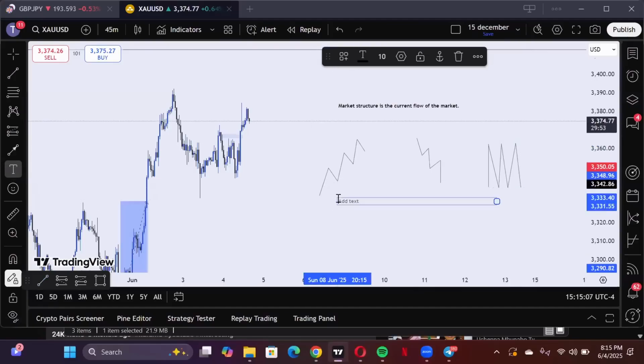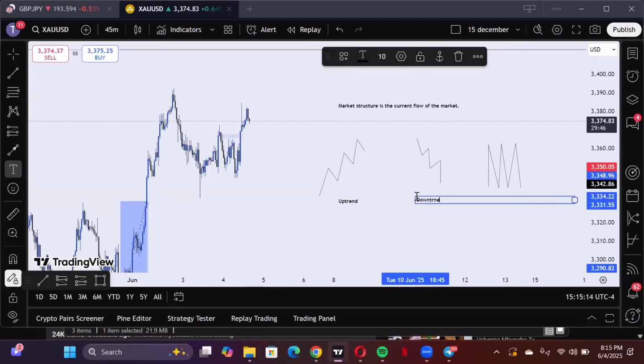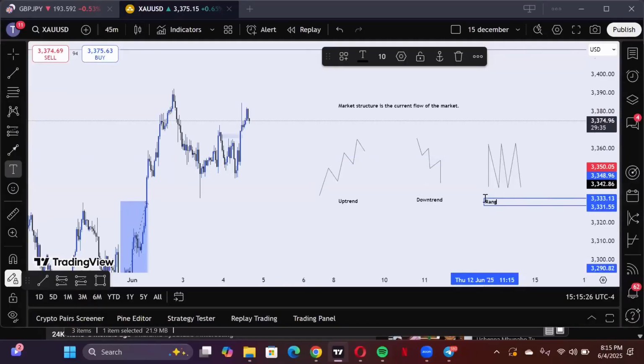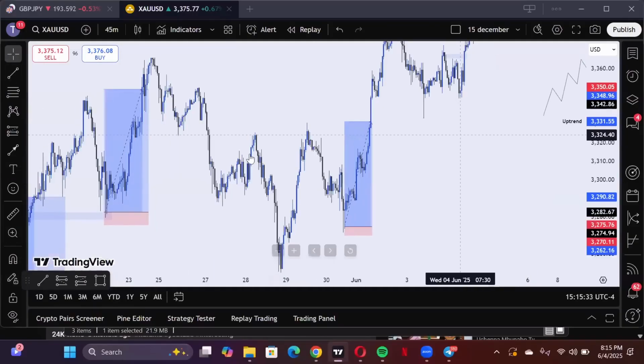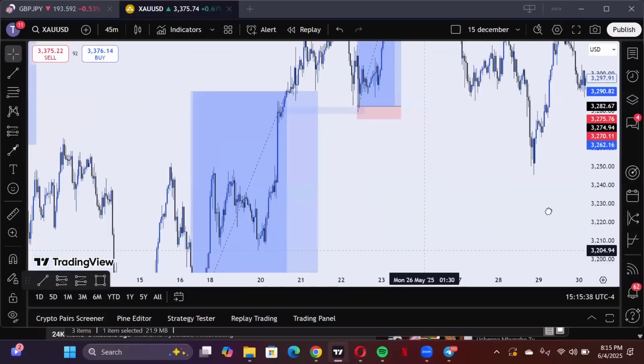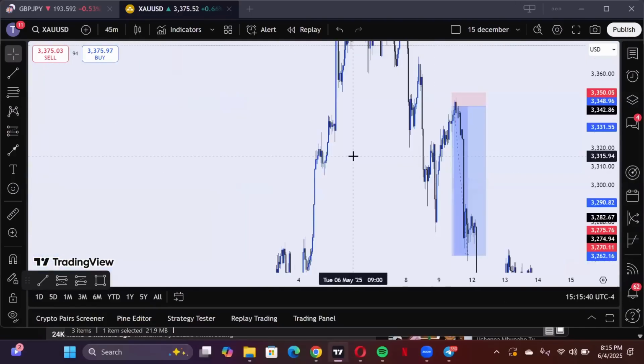Either it's on an uptrend, or it's on a downtrend, or it's ranging. So when market is moving from one point to another, it's either trending to the upside or to the downside, or is ranging. So it's basically something like this. For example, this here is an uptrend.